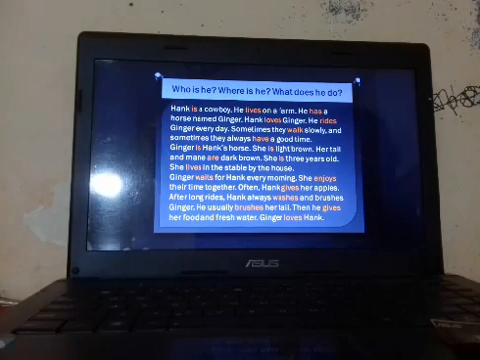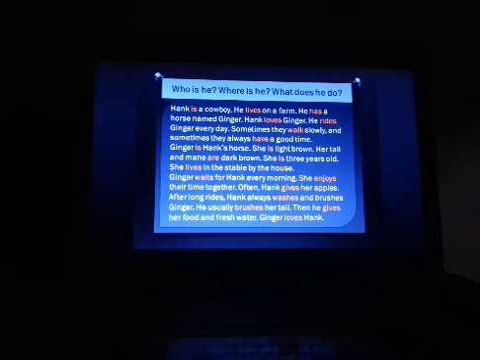Hank is a cowboy. He lives on a farm. He has a horse named Ginger. Hank loves Ginger. He rides Ginger every day. Sometimes they walk slowly, and sometimes they run. They always have a good time. Ginger is Hank's horse. She is light brown, her tail and mane are dark brown. She is 3 years old. She lives in the stable by the house. Ginger waits for Hank every morning. She enjoys their time together.